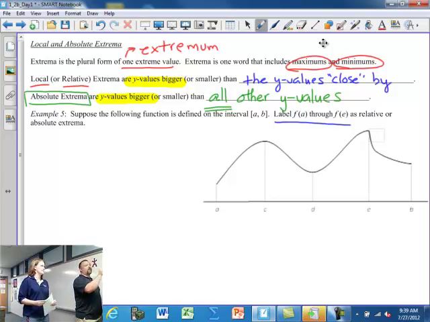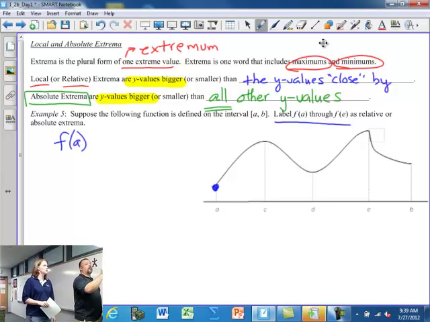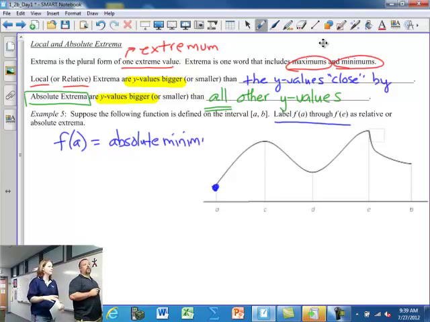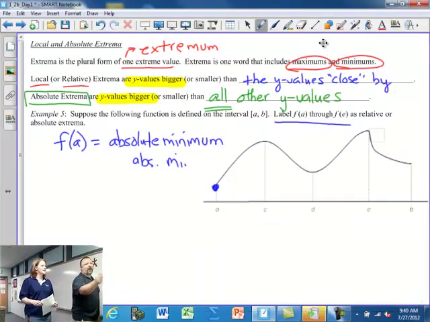So what we're doing is we're labeling this point right here as f of a. So what is that? Well, f of a looks like it's smaller than anything else in the picture, it must be the absolute minimum. Even though the directions say label the extrema, you need to tell us, is it a maximum or a minimum, and whether it's absolute or relative, or local. I don't care which.